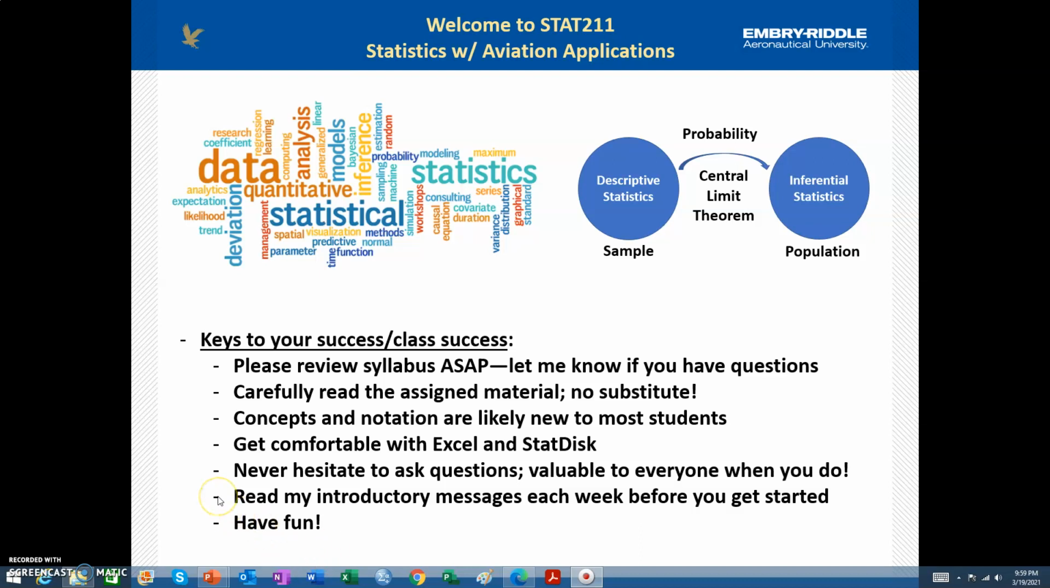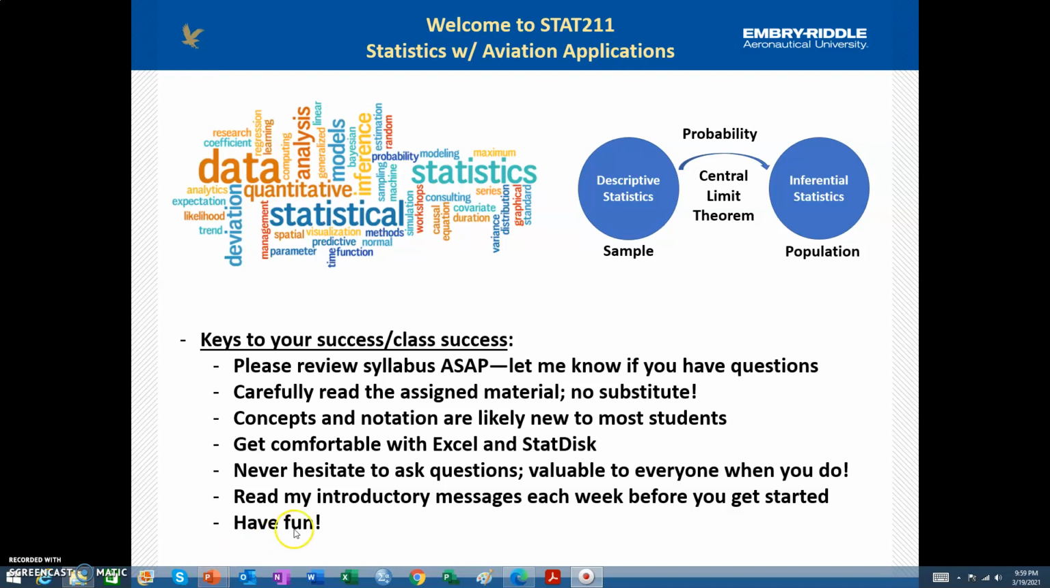Next to last bullet here, each week on the homepage, I will have an introduction message for you that summarizes what we're going to do that particular week. And I think most weeks there'll probably be some sort of intro video in there for you to use as well, to get oriented on the work that we're going to do during a particular week. I hope you find those helpful as we go along.